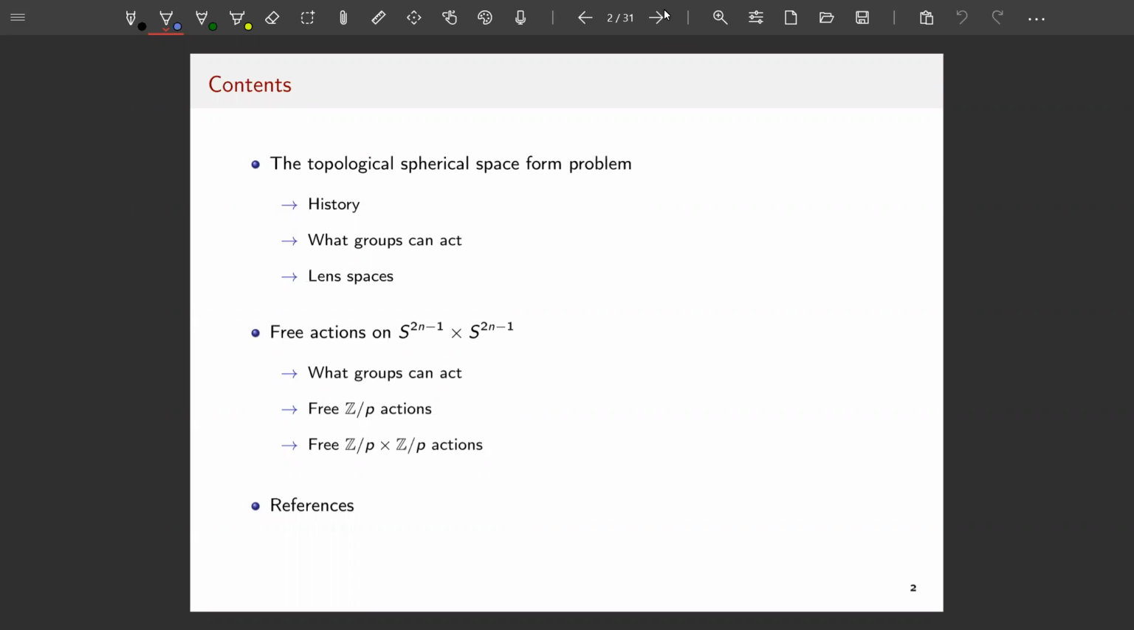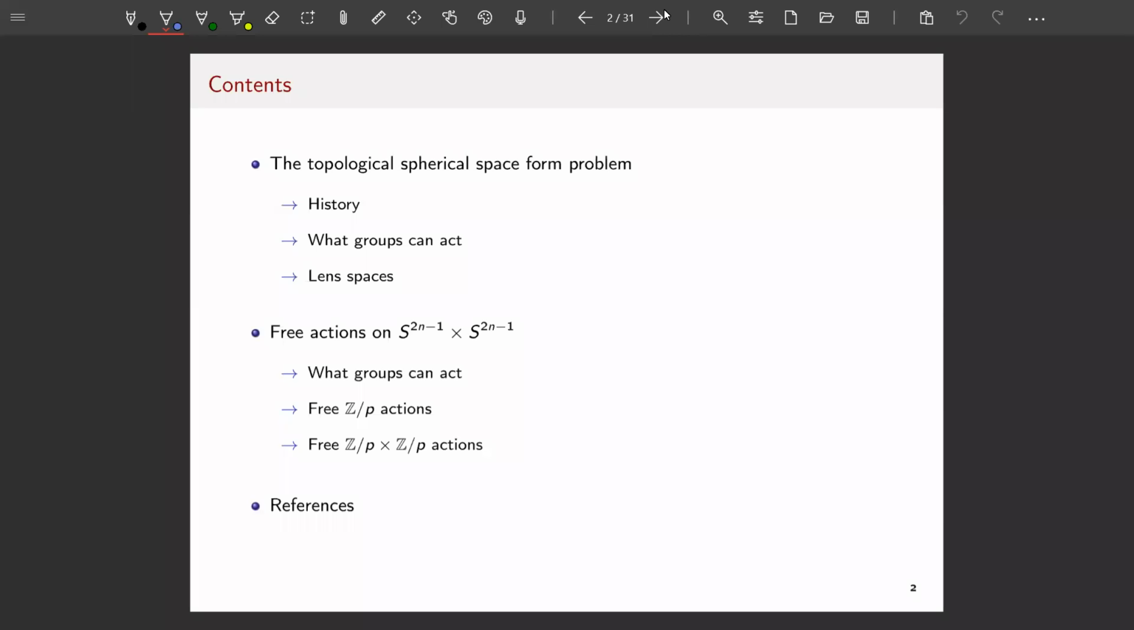And then I will shift to a natural next question: how can groups act freely on products of spheres? So we can talk a little bit about what can actually act, and then I'll focus on how things act. So how do some of the simplest groups act? I'll say a little bit about Z mod p, one of the simplest possible things that could act on the product of two odd-dimensional spheres.